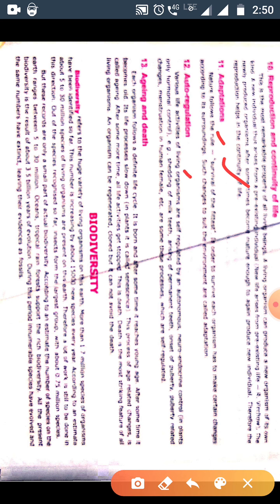Next is autoregulation, and aging and death. Aging and after that death. These are the living characters. Okay. Now the remaining part we will teach you in the next part of the video.